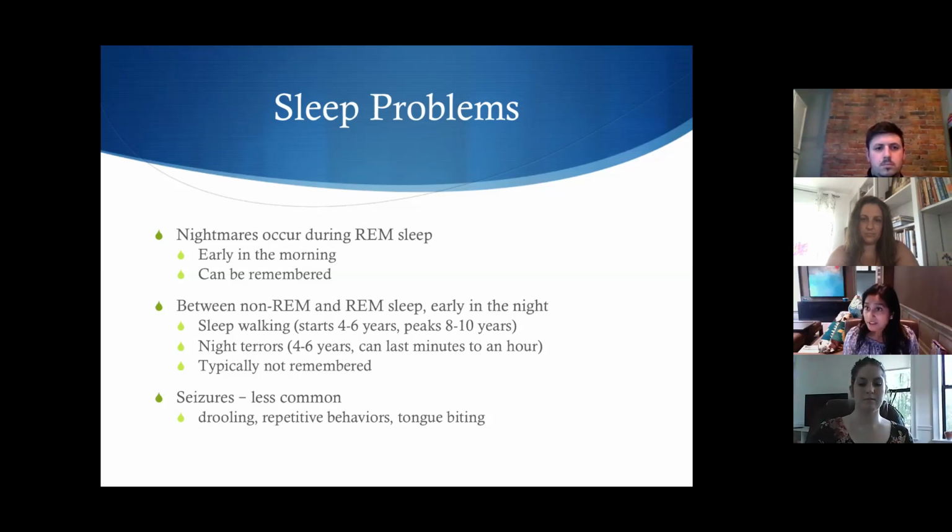So night terrors, the difference between them and nightmares: night terrors are going to be earlier in the night and the children typically won't remember them. Nightmares are going to be earlier in the morning and they usually do remember them.